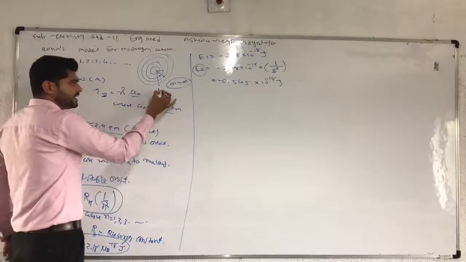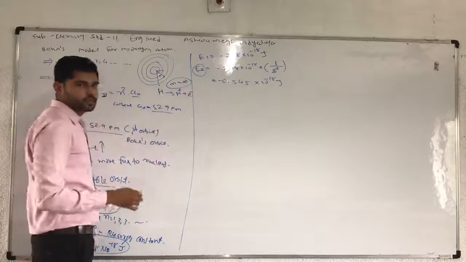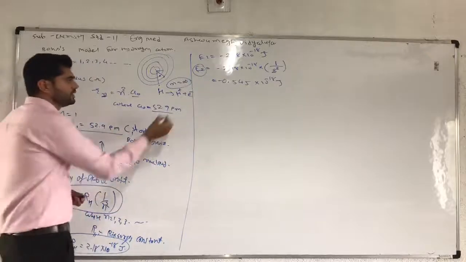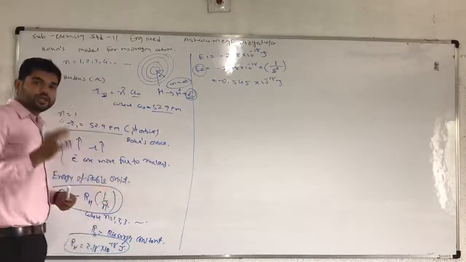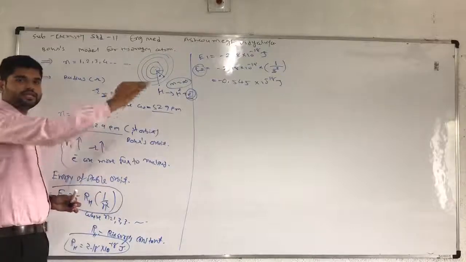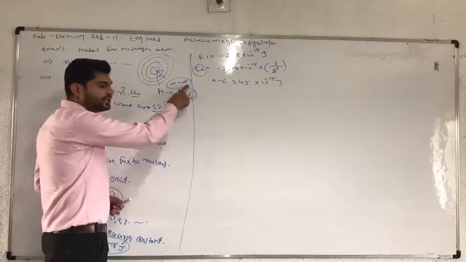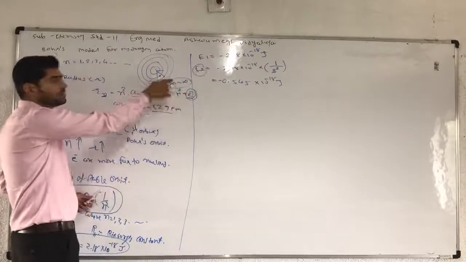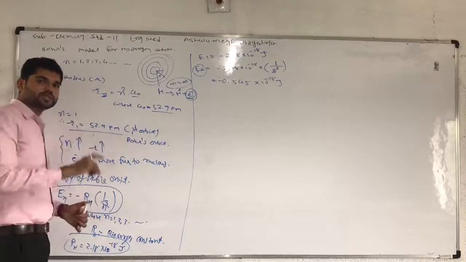When H is converted into H plus by losing one electron, the quantum number of this released electron can be considered as infinity. That means in this type of situation, for the released electron, n is taken as infinity. Now this electron at infinite distance comes to the first orbit. It means excited state to ground state.